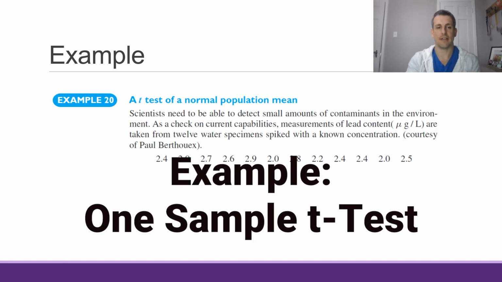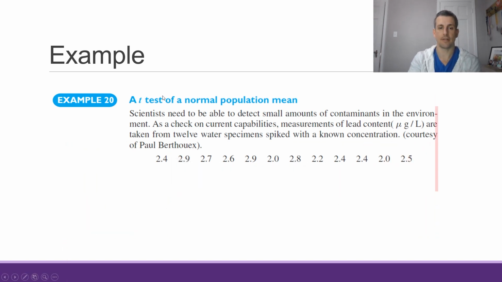So now we'll do an example using the t-test. This has to do with lead content taken from 12 water specimens. So we have 12 samples here, and we're really looking for whether the lead content is above 2.25 micrograms per liter. We don't really care if the lead levels are less than that, but if they're more than that, we definitely want to know.